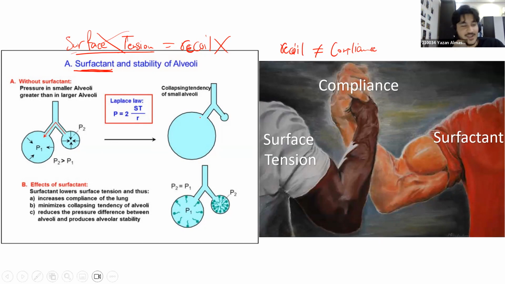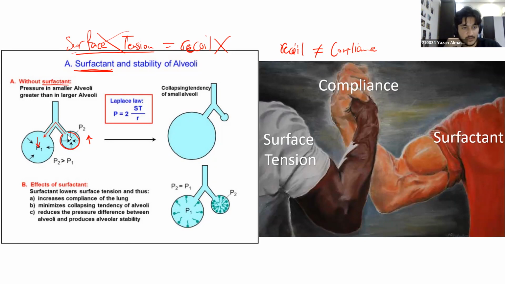Anyways, let's say we have a lung without surfactant. For some reason, we have, for example, this alveolus that is small, and the pressure here is higher. Because it's smaller and we have more condensed air, the pressure will be higher here compared to the pressure here, which will be lower. So what's going to happen? What did I tell you? I told you that air will always move from an area of high pressure to an area of lower pressure. And this is what's going to happen.